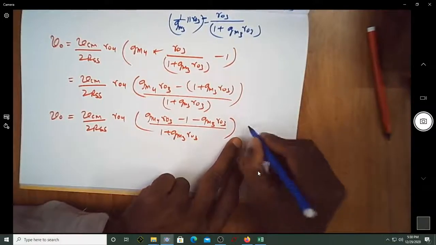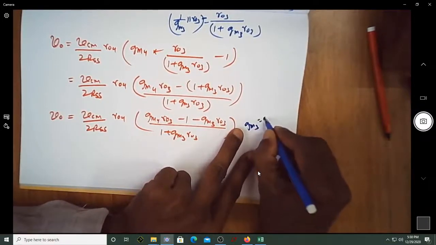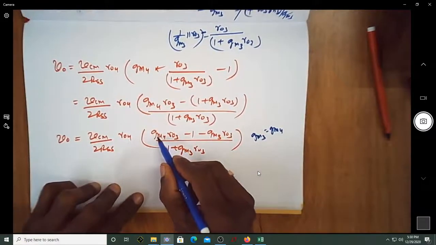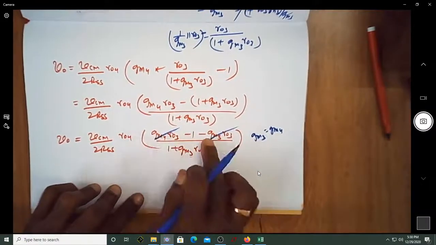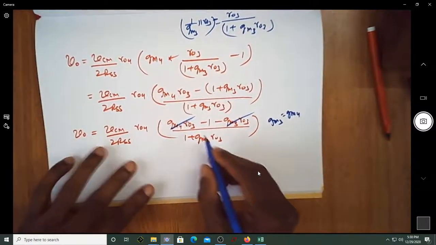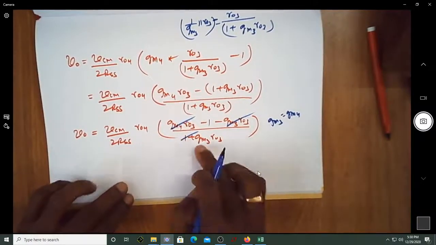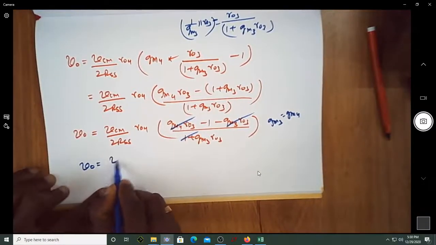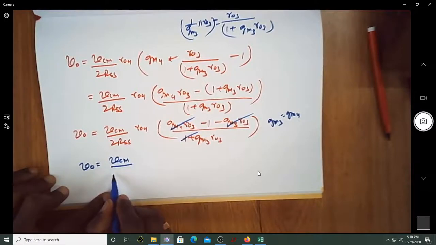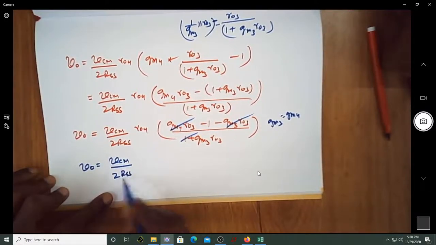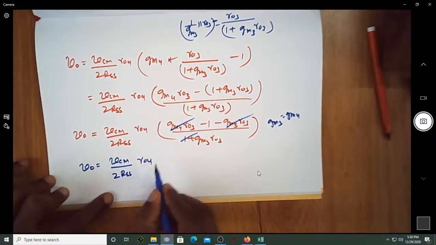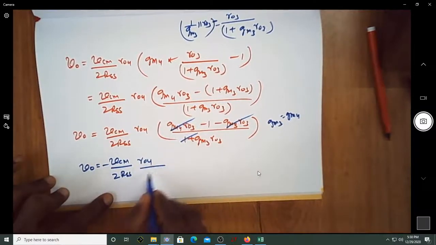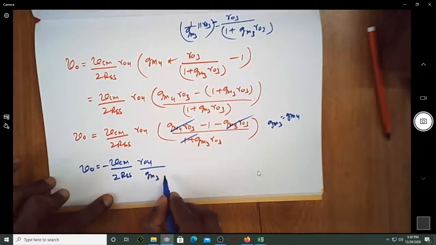If the value of GM3 is equal to GM4, in the sense that both the transistors are matched, I can cancel this with this, because this is plus and this is minus. Neglecting the 1 compared to GM3 into R03, I will have V0 equal to VCM divided by 2 RSS into R04, because this minus will come over here, divided by GM3 into R03.